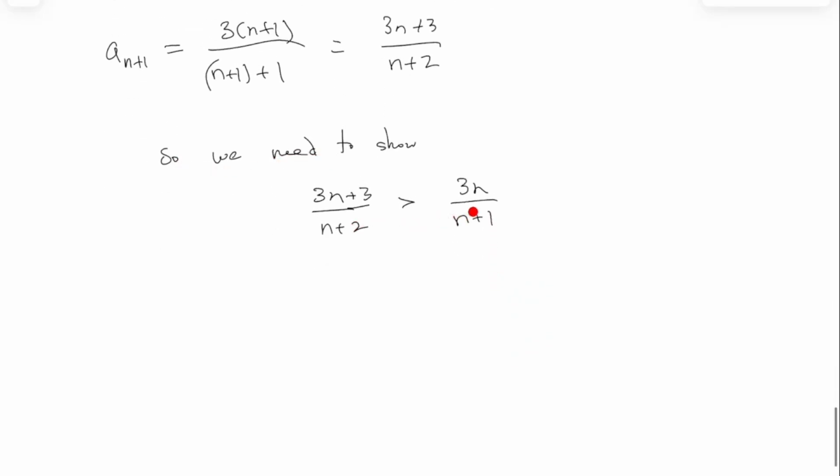So we need to show this, and I will say this is the same as, I'm going to simplify, and you can simplify however you like, and how I like is I'm going to multiply those denominators across. So this will say 3n plus 3 times n plus 1. I think this is what she was getting at. 3n times n plus 2, like that, right?